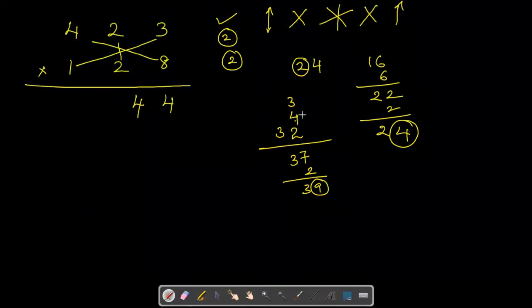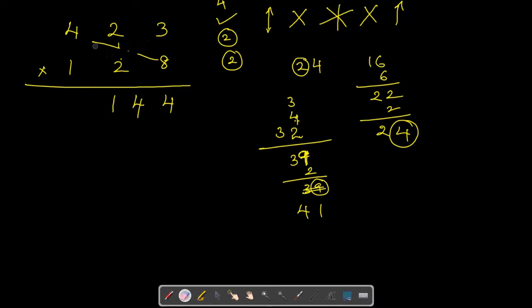1 times 3 is 3. 2 times 2 is 4 and 8 times 4 is 32. So 6 plus 3 is 9. So yeah, it's 9 and 3. So 39 plus 2 would give me what? It would be 41. So let me write a 1 over here and let me take a 4 as a carry forward. Right? And then in the next step, what I'll be doing?